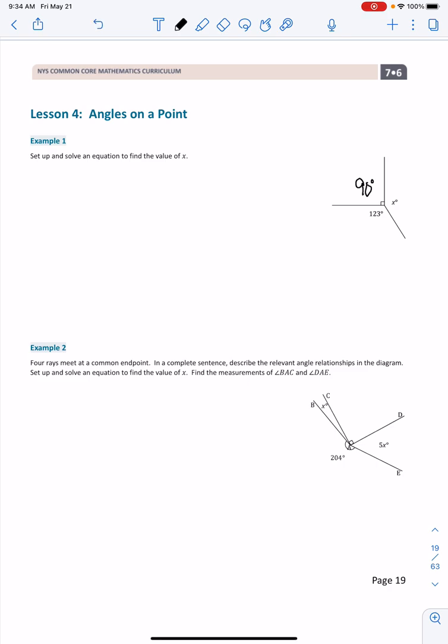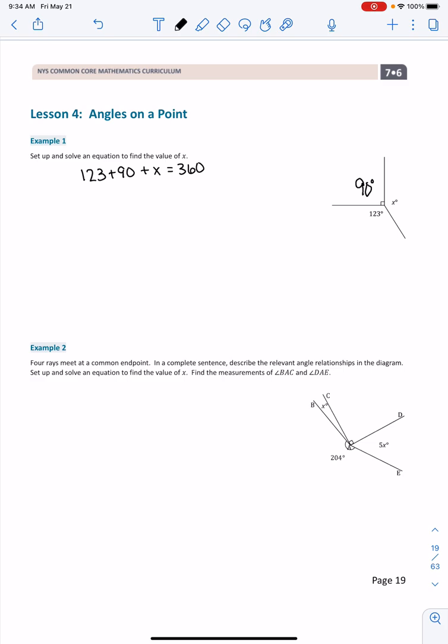This is 3 angles. They form a circle, so it adds up to 360 degrees. So I have 123 plus 90 plus x, and this all equals 360 degrees.